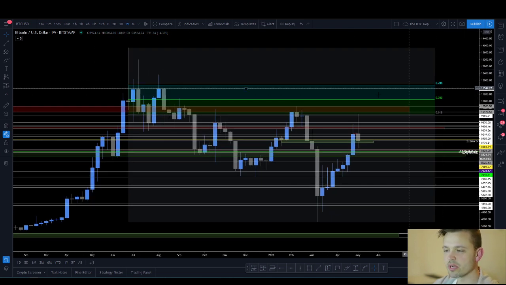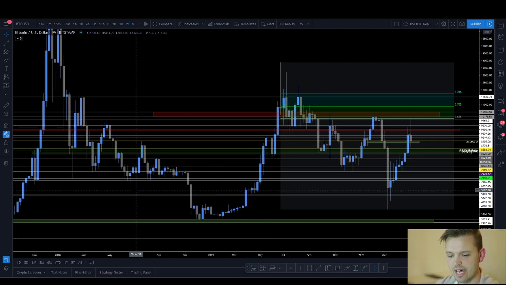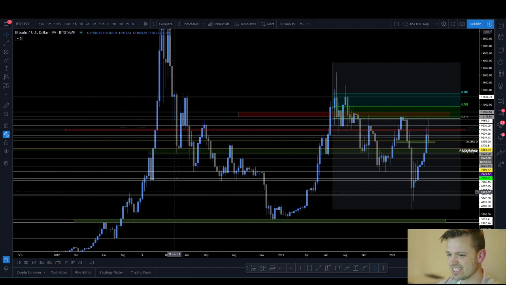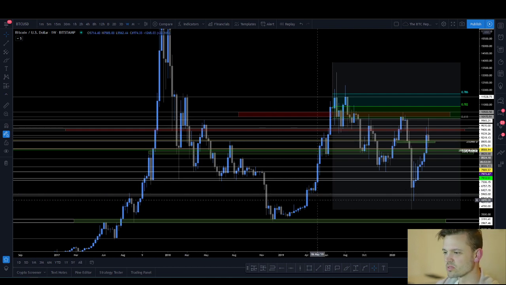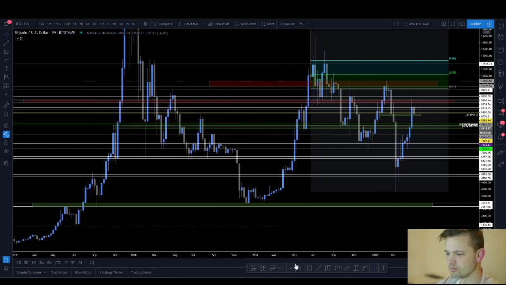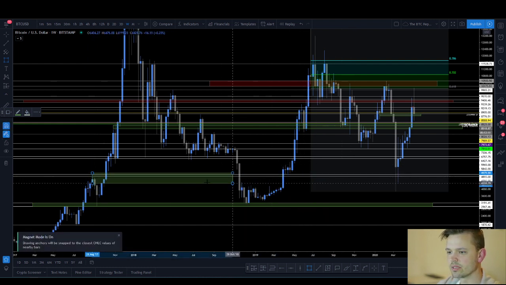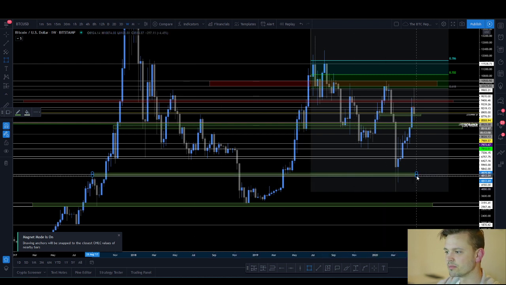All right, so here we go. Here's Bitcoin with a lot of horizontals. I should probably remove some of these. I kind of like to have them all on the chart because they are important, right? They're all in major support and resistance areas. But you know what? Instead of using them as purely horizontals, I'm just gonna put out a couple of boxes instead, just to make the chart a bit cleaner.